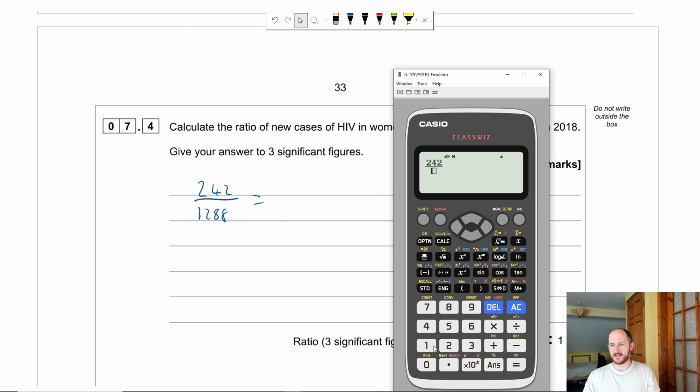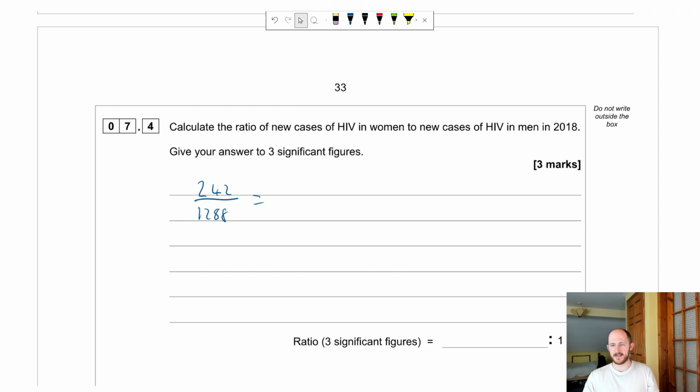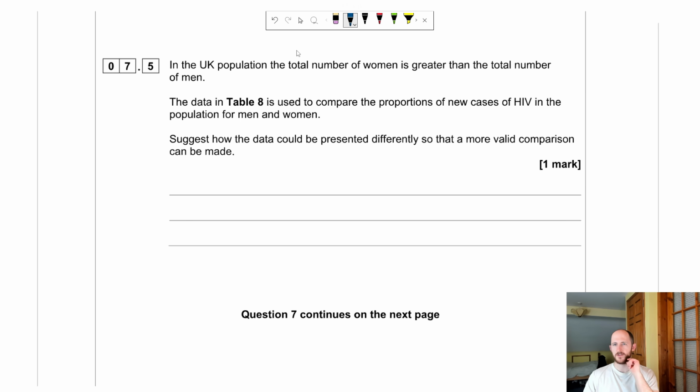Over 1288. And it says give your answer to 3SF. Look at this, it's a maths question basically. 0.188. That's 3 marks. Like I said, if you're halfway decent at maths, you can get quite a few nice juicy marks in your biology exam. So in the UK, the total number of women is greater than the total number of men. The data in the table is used to compare the proportions of new cases. So how could it be presented differently?